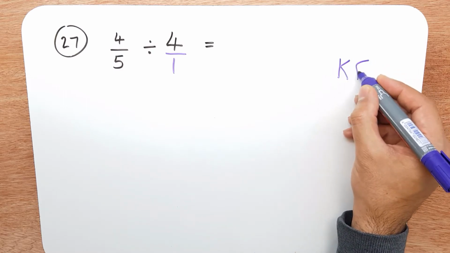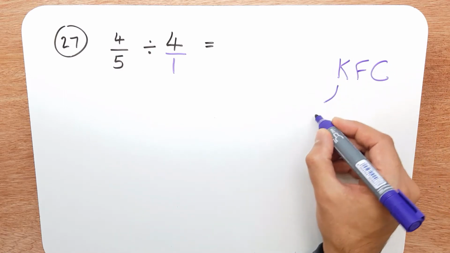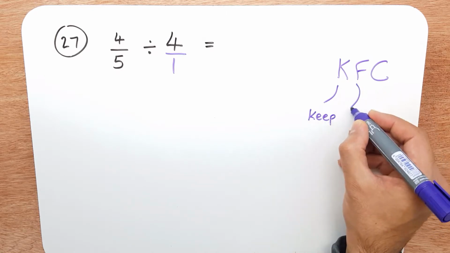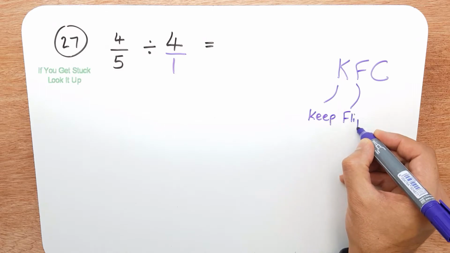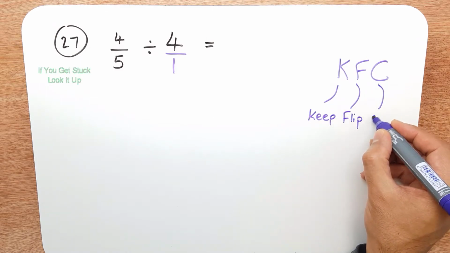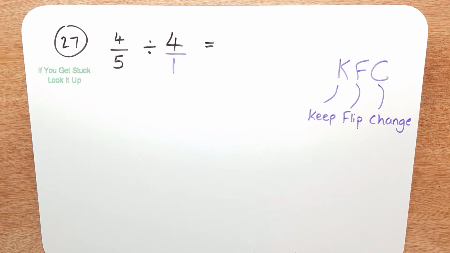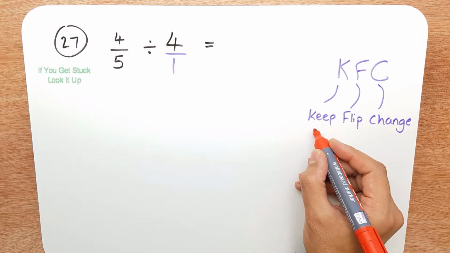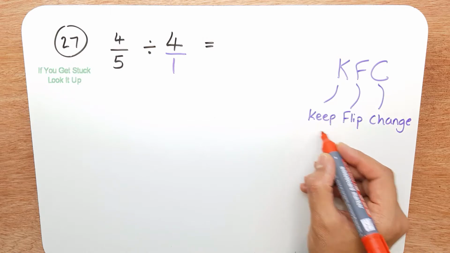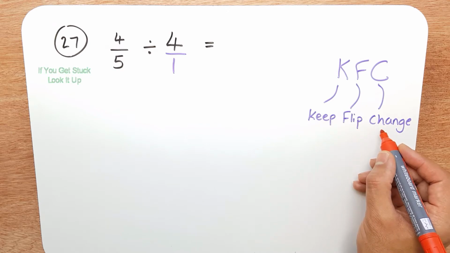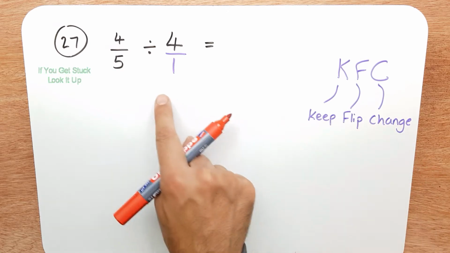KFC. Keep, flip, change. So keep the first fraction the same, flip the second fraction, and change the divide to a times. And we'll do that here.